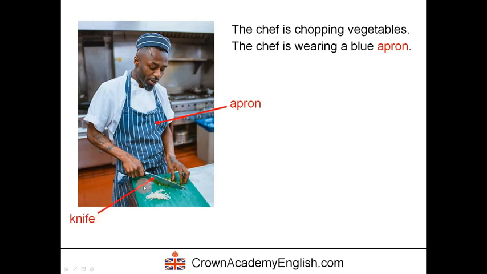And he is holding a knife. He's using the knife to chop vegetables. And the vegetables are on a chopping board. So this is called a chopping board.